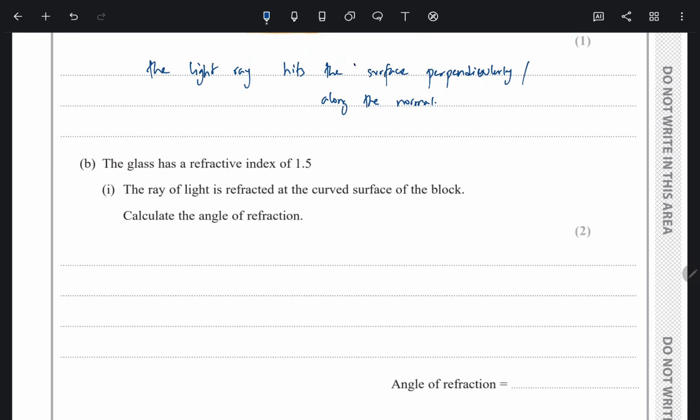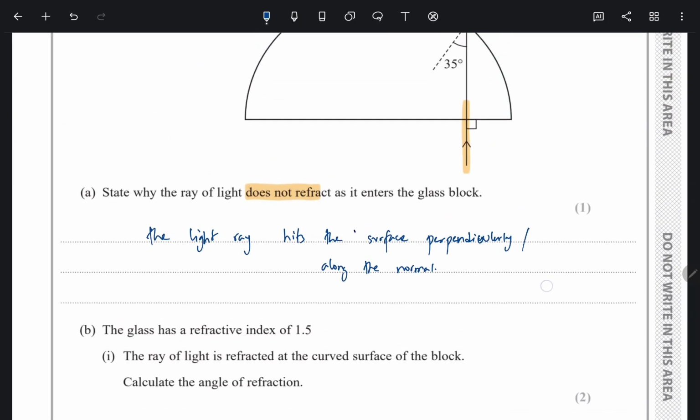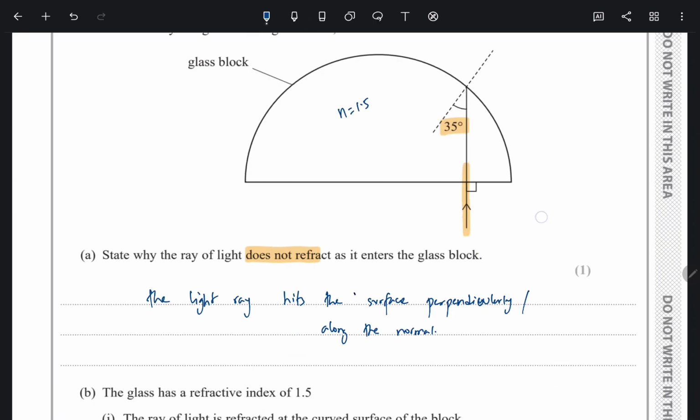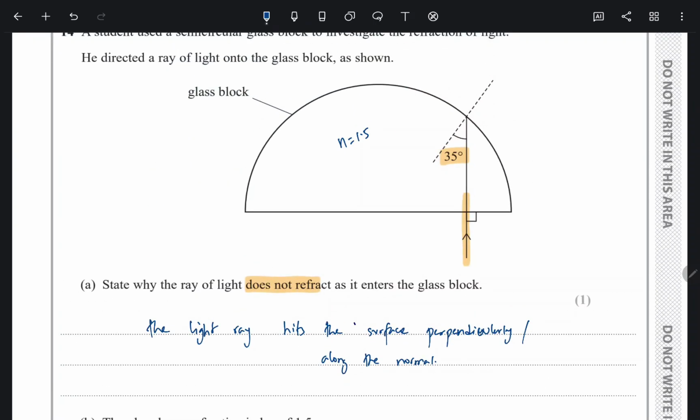Okay. The glass has a refractive index of 1.5. The ray of light is refracted at the curved surface of the block. Calculate the angle of refraction. So we're given the angle of incidence, which is 35. We're given the refractive index, 1.5. We want to find the angle of refraction. And it's going from glass to air, so the index of air is going to be 1.